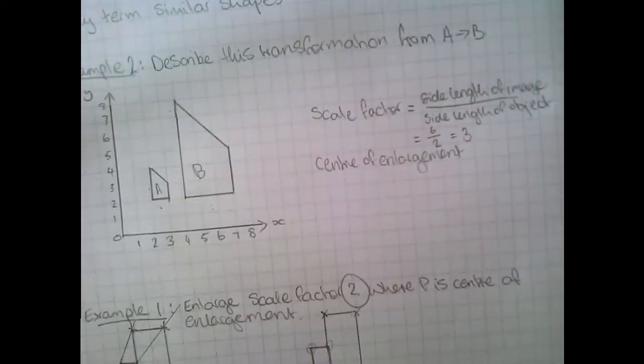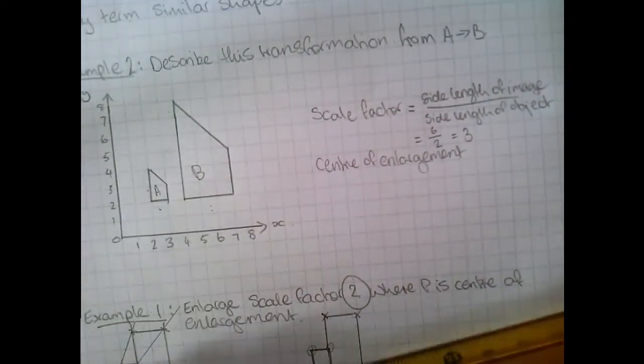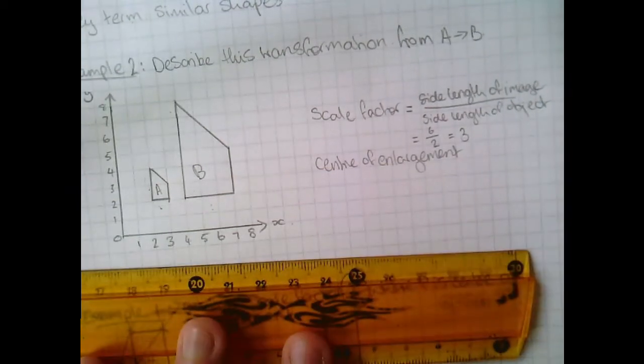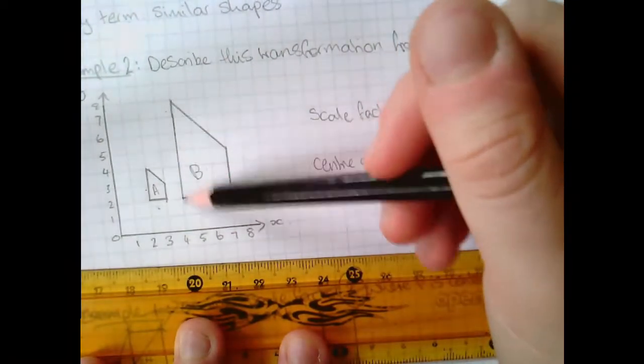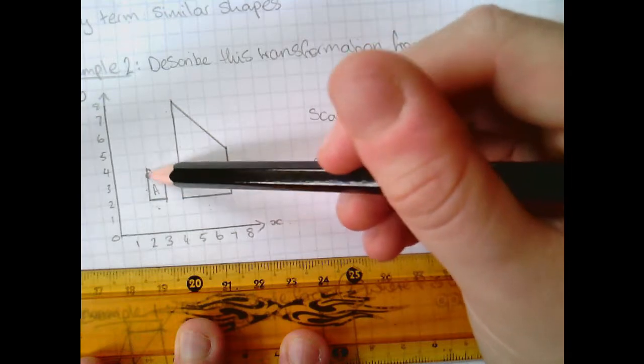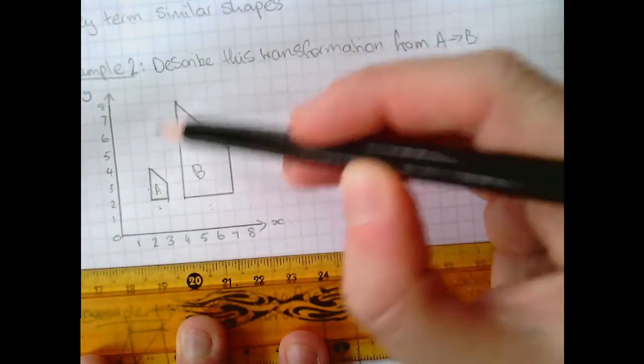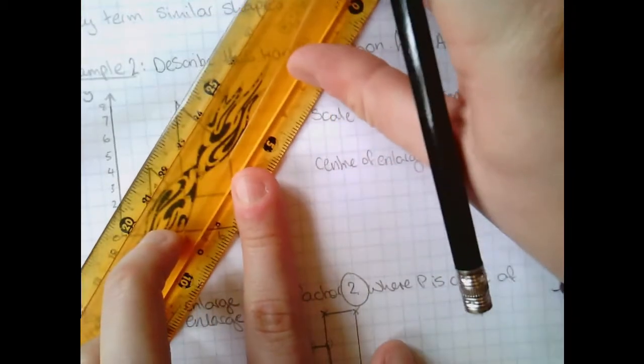Centre of enlargement, we need to use our projection lines, that's the easiest way to do this one. So what we need to do is match up the corners from this shape to the corresponding corners of this one. So this corner here was enlarged from this one. So we're going to join them together.